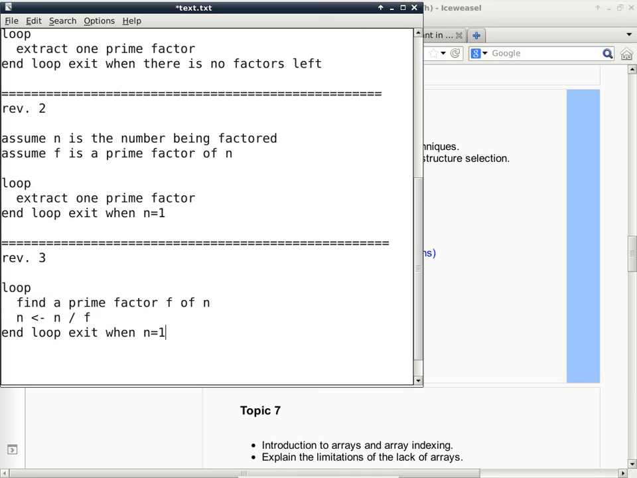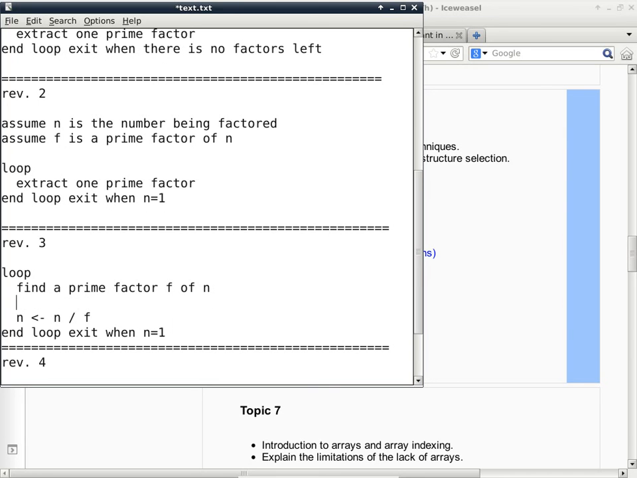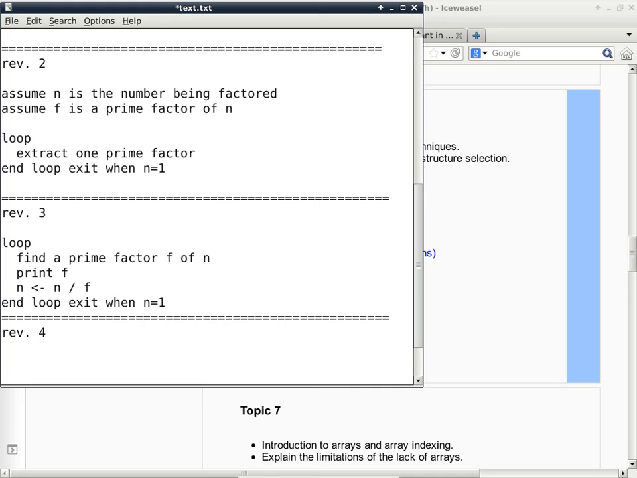All right. So we'll just leave this one as revision 3. Now we can move on to revision 4. Revision 4 is going to try to make it a little bit more specific. And also in revision 3, we'll just go ahead and say print f, okay? Because we have to generate the output to the end user, so the end user can actually see all the prime factors. Okay, we only have one thing left to do.